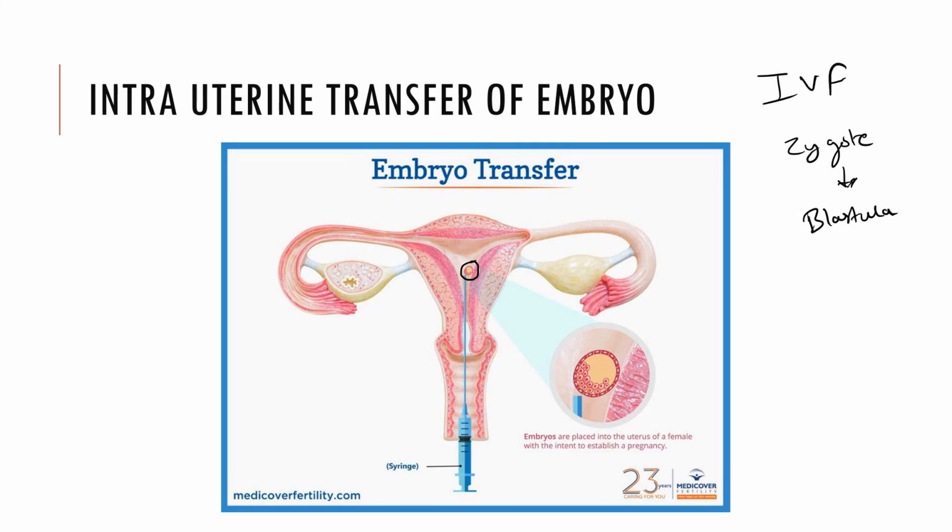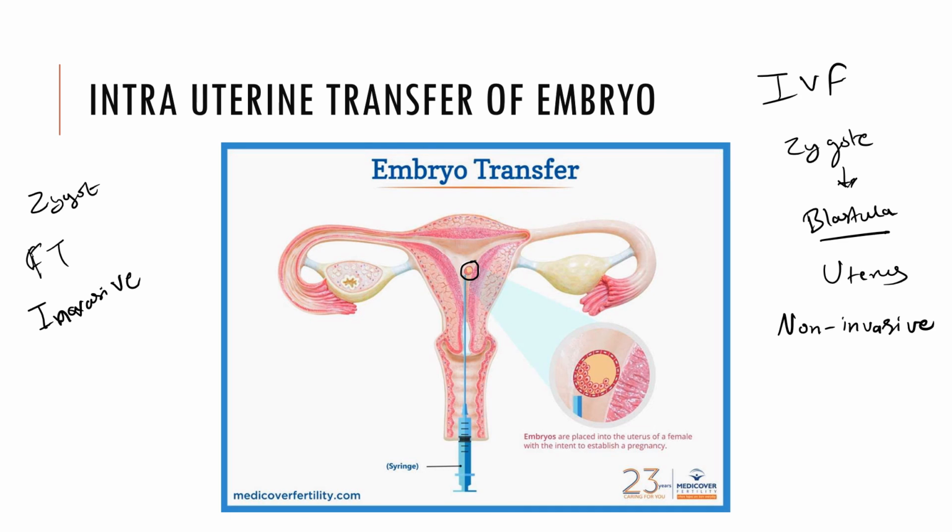The major difference between ZIFT and intrauterine transfer of embryo is, first of all, in ZIFT a zygote is transferred, and in IUT a blastula is transferred. In ZIFT, it is transferred in the fallopian tube, and in IUT, it is placed directly in the uterus. ZIFT is more invasive. It requires a small surgery. A small incision is made in the female body. In intrauterine transfer, there is no need for surgery or any kind of invasion, or an incision. No cut is required. So it is non-invasive compared to ZIFT.